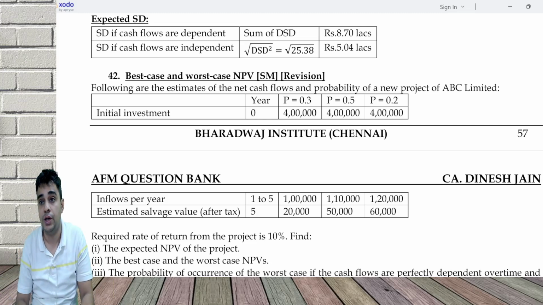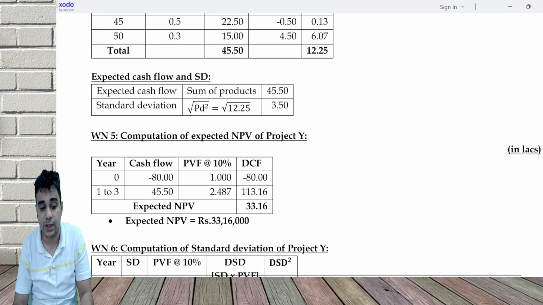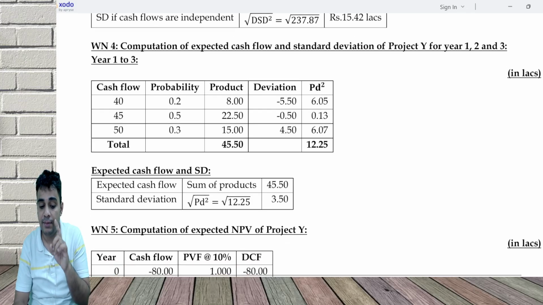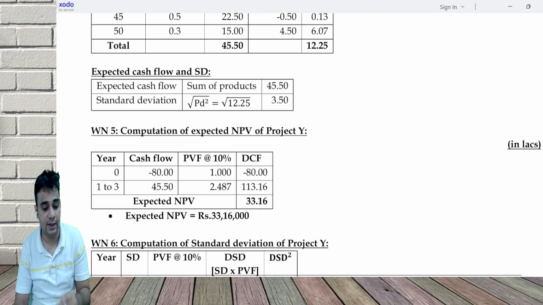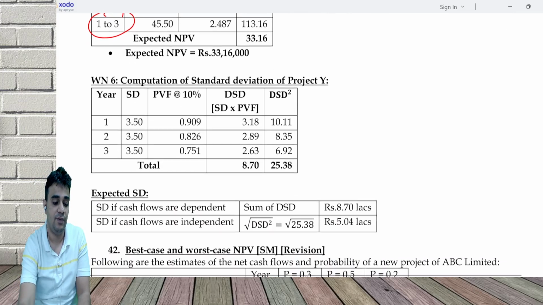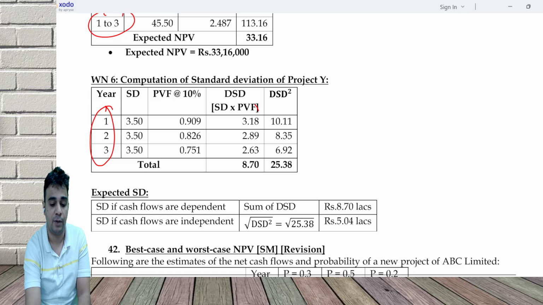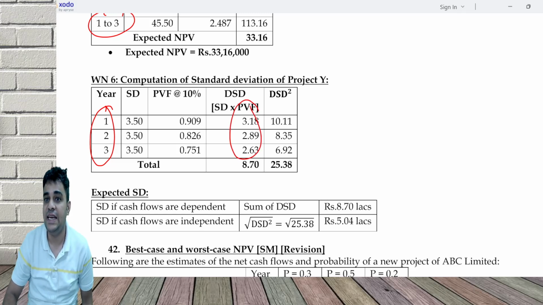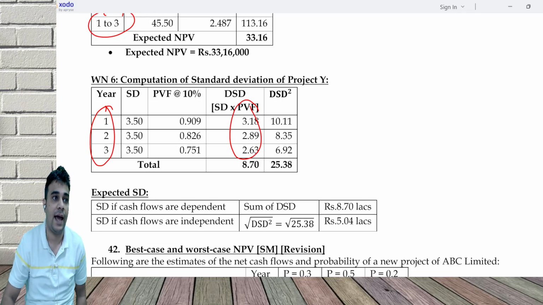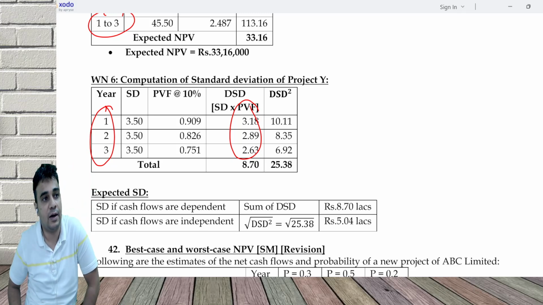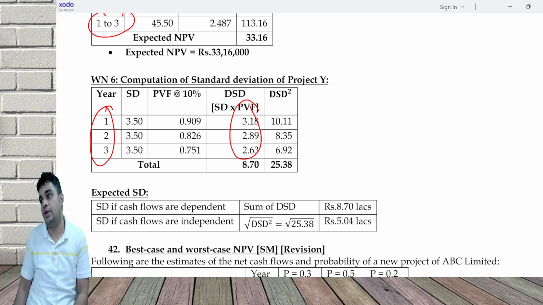One caution you need to take care of is, for example, when you do project Y, you will do calculation only once. Same amount will be repeated in year 2, same amount will be repeated in year 3. When you do NPV, you can use annuity factor. But when you do standard deviation, unfortunately, you cannot use annuity factor because you need to square this. For DSD purpose alone, annuity factor can be used. But for DSD square, annuity factor cannot be used. So that caution you need to take care of.